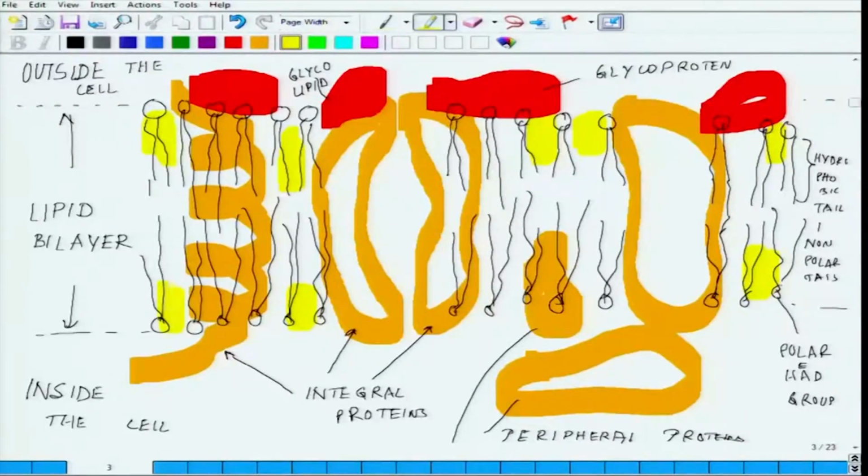In other words, what I meant by fluidity here: one second, let me come back. Okay, these are cholesterol. What I essentially meant by the fluidity of the membrane is that those cholesterols allow the membrane to be much more flexible, and bending and all those kinds of things are provided by the presence of cholesterol.